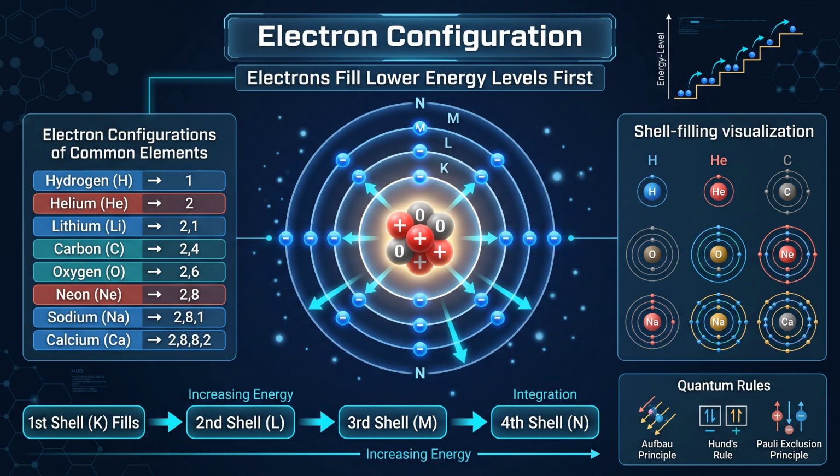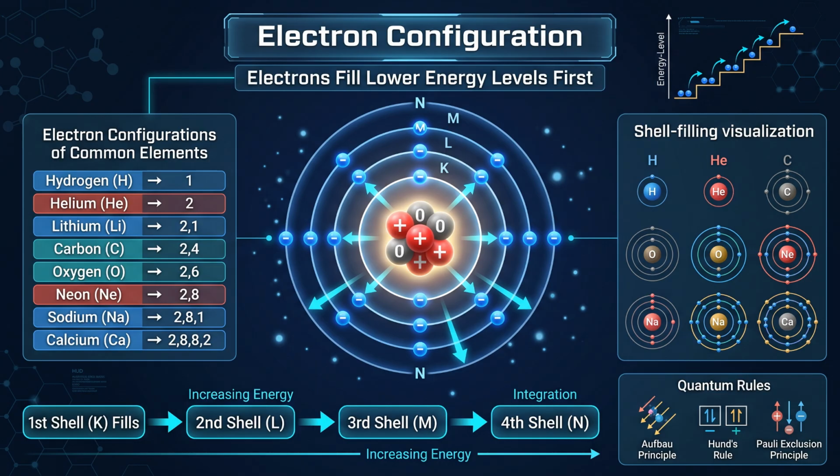To understand electron configuration, we must first remember the maximum number of electrons each shell can hold. The K shell can hold a maximum of 2 electrons, the L shell can hold 8 electrons, the M shell can hold 18 electrons, and the N shell can hold 32 electrons.